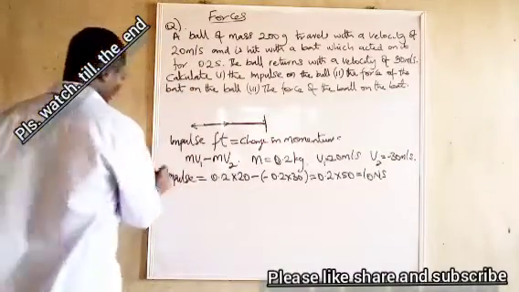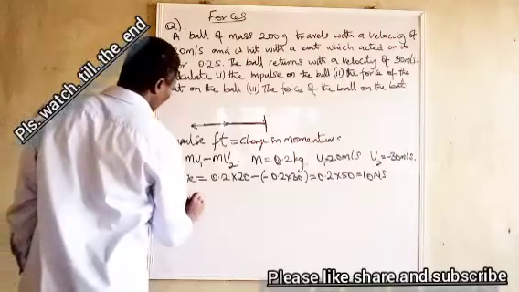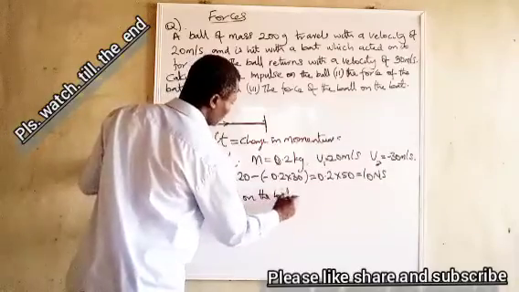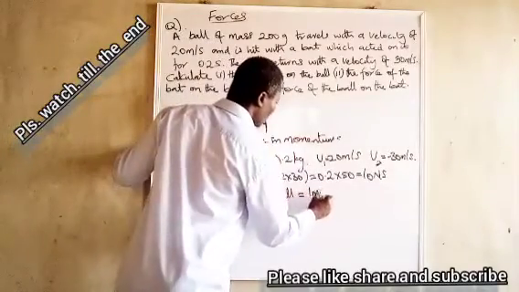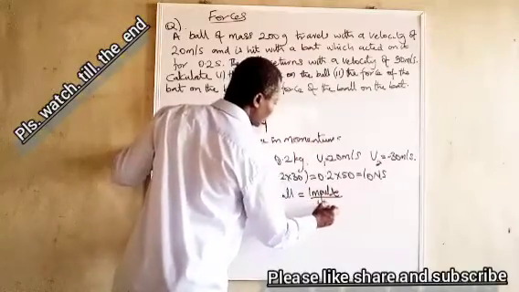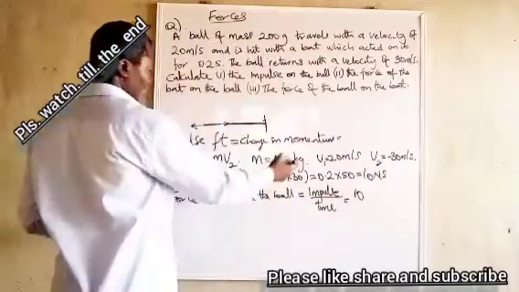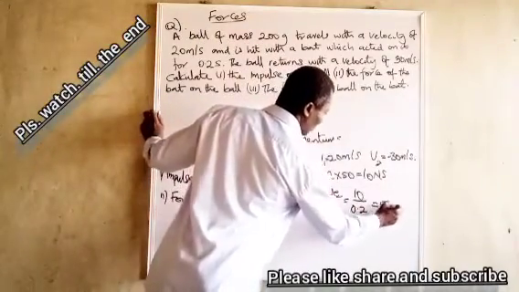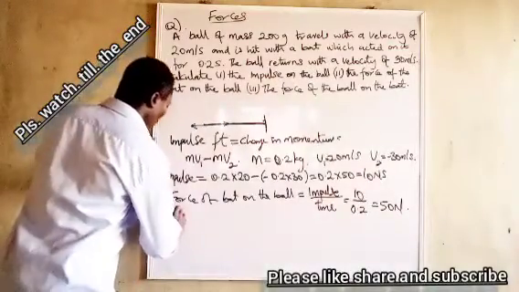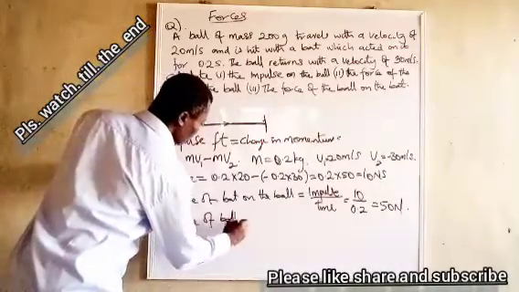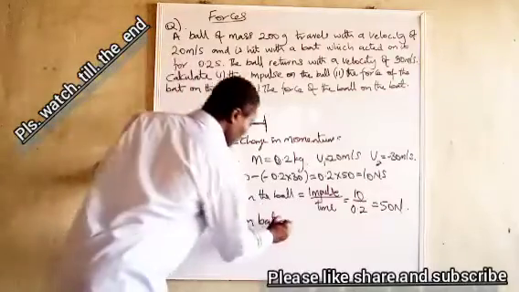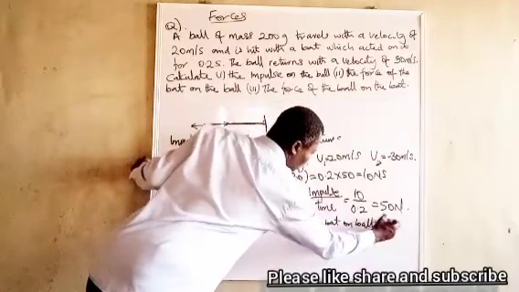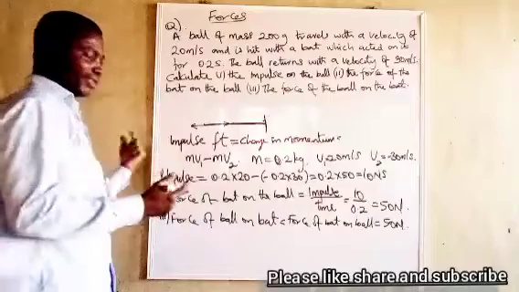Now let's calculate the force. That is 2. Force of the bat on the ball is equal to impulse over time, and that will be equal to 10 over 0.2, which is equal to 50 newton. 3. Force of ball on bat is equal to force of bat on ball, which is equal to 50 newton. The direction is just different.